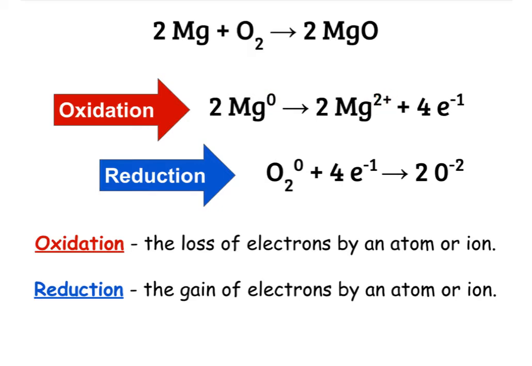Reduction is the gain of electrons by an atom or ion. It always leads to decrease in the oxidation number because negatively charged particles, electrons, are gained. Oxidation is the loss of electrons by an atom or ion. It leads to increase in the oxidation number since negatively charged electrons are lost.